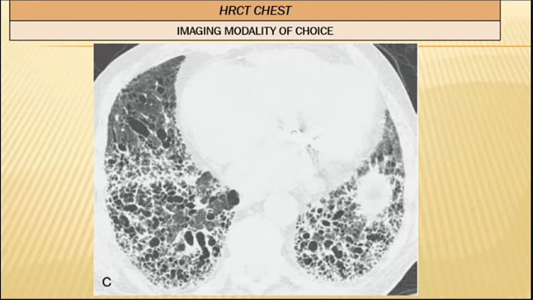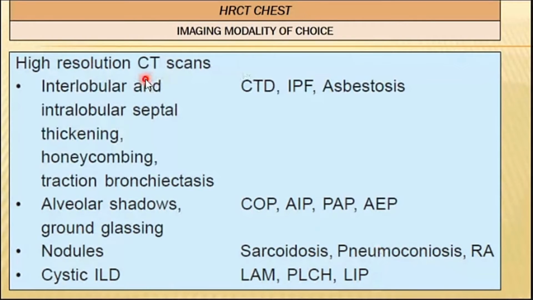So that is why HRCT now has become the imaging modality of choice when we are talking of interstitial lung diseases. Okay, so when we look at HRCT, again, if there's interlobular septal thickening, honeycombing, traction bronchiectasis, you can think of connective tissue disorders, you can think of IPF, asbestosis. Usually this is what we call a UIP pattern, but it's not complete.